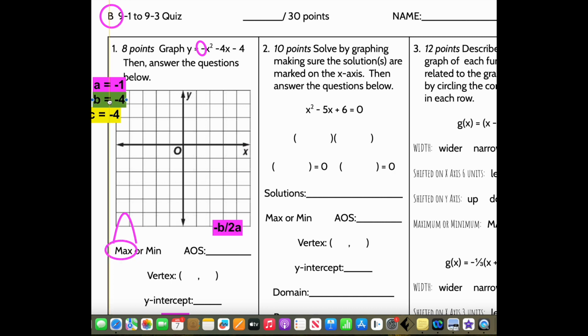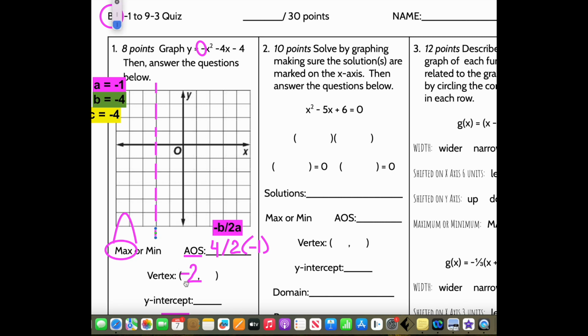The b value is -4, which we'll use for the axis of symmetry. Negative b, in this case, -4 is a +4, divided by 2 times a. Our a value is -1, so 2 times -1 is -2, and 4 divided by -2 is -2. So the axis of symmetry is -2, and it's also our x-coordinate for our vertex.